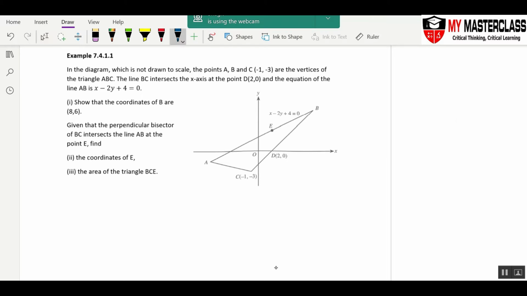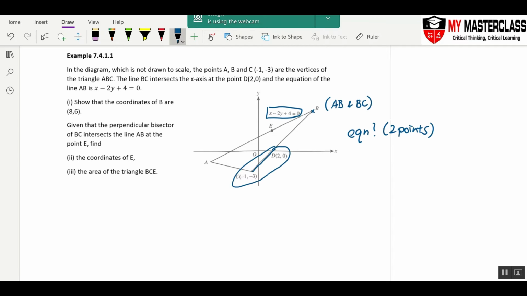Show that the coordinate of B, so B is here, is the intersection of two lines, AB and BC. Once you see intersection, think of using simultaneous equations to solve it. If you have both the equation of AB and the equation of BC, you can find B easily by using simultaneous equations. We already have the equation of AB, which is here. Do we have the equation of BC? We do not. But what do we need to find an equation? We need 2 points. Do we have 2 points? Yes, we have C and D over here, because C and D is this line. BC is just C and D extended, so the equation would be the same.